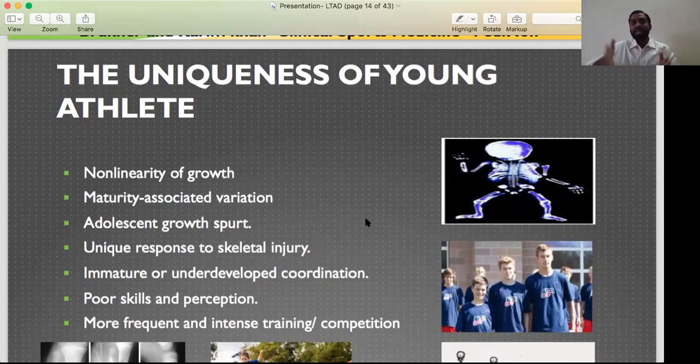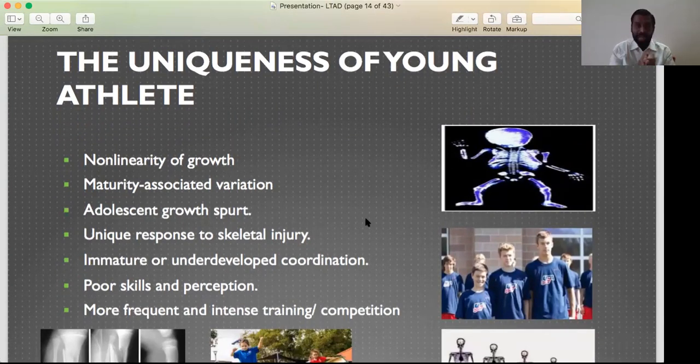And by the time you reach 10 and 12, your long bones grow faster, but the muscles are trying to just follow the length of the long bones. So that means that until the child reaches puberty, the growth is in a very non-linear manner. It's not like one tangential graph. Then the second factor is maturity associated variation.